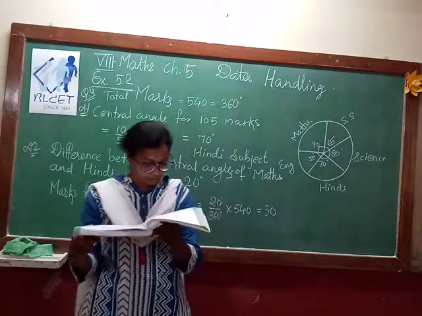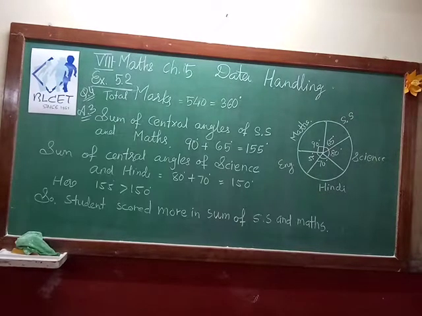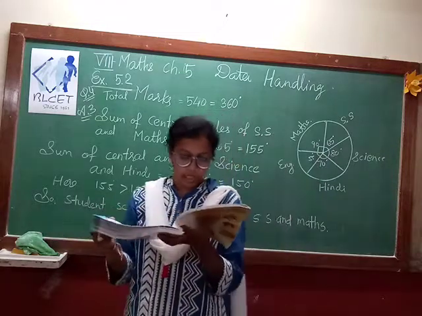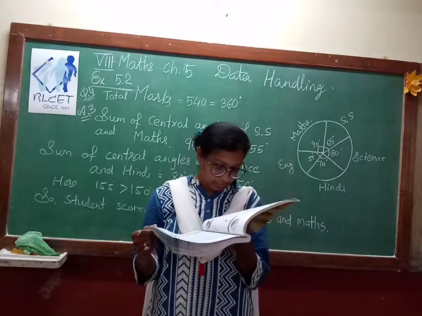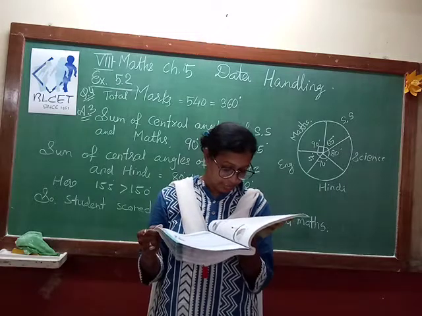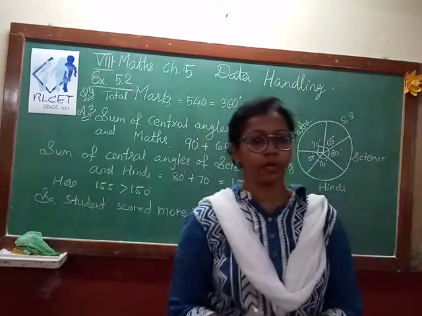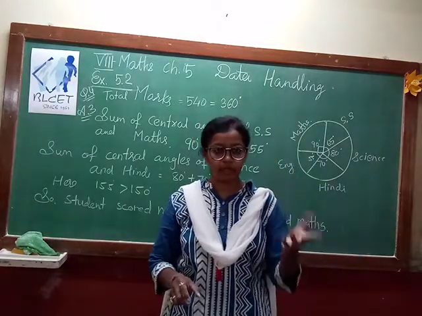Move on to the third question. See the third question of question number 4. The question is, examine whether the sum of the marks obtained in social science and mathematics is more than that in science and Hindi. Hint is given to you. Just study the central angles. We do not convert the degrees given for a particular subject into marks. Rather we are just comparing the central angles of both.